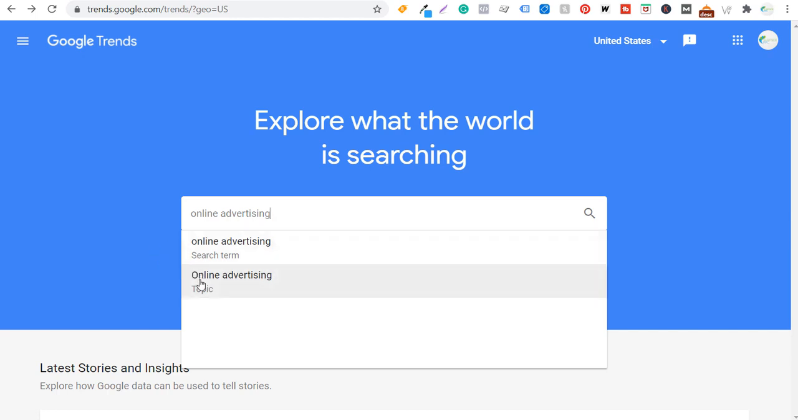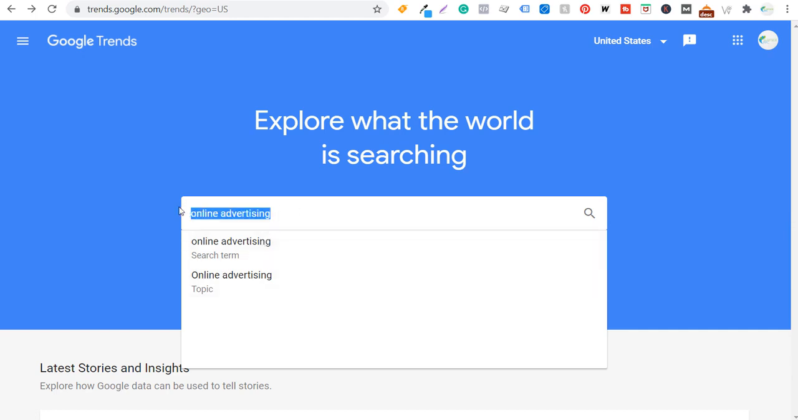So for something like online advertising, it might include different topics like PPC advertising, Google ads, Microsoft advertising, Facebook ads, whereas this is just going to be focused on the search term online advertising. So it's a little bit different when you're viewing both of them. I personally like to use the search terms because the data is going to be a little bit more refined and not as broad as when you're using a topic.